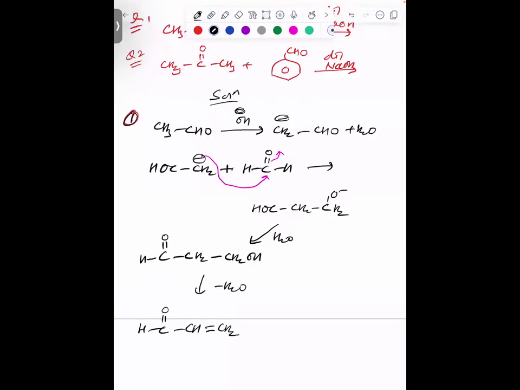Second one, try the second one. Take one minute. Try the second one quickly in a similar way. Acetone contains alpha hydrogen, so that will be converted to carbanion. Then it will attack benzaldehyde. Do it quickly.